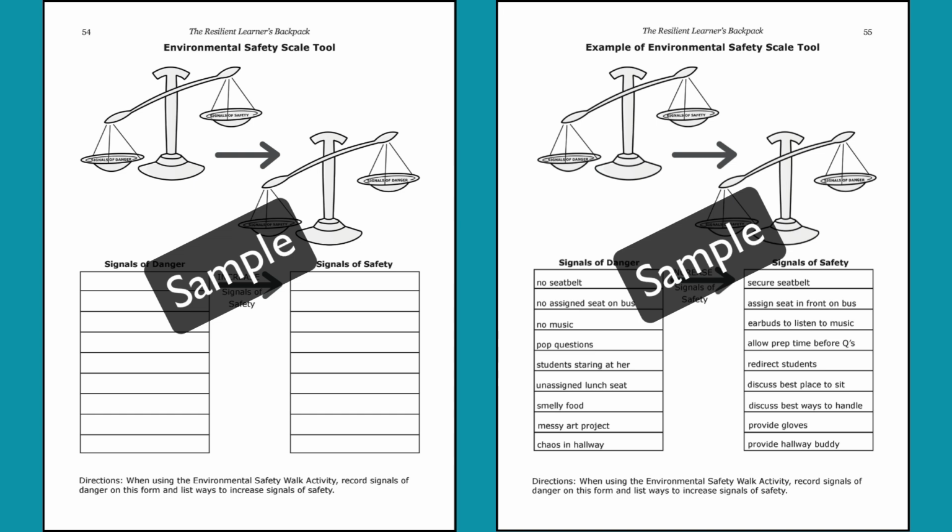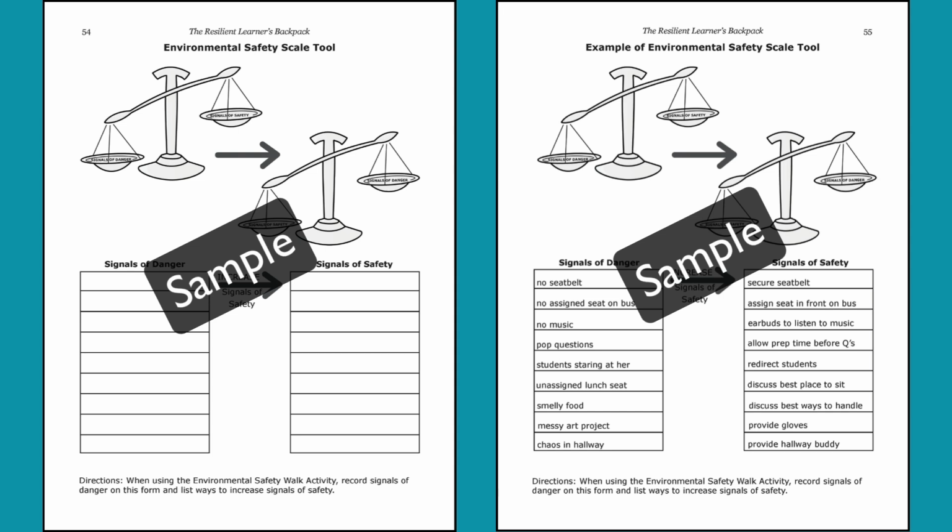On the left-hand side, you can see with Shalee, all the signals of danger were: no seatbelt, no assigned seat on the bus, no music, pop questions in class, students staring at her when she's hesitating to speak, an unassigned lunch seat, smelly food, and it's also visual. She also can't visually look at weird-looking food. And a messy art project that she didn't want to get her hands into, and a lot of chaos in the hallway.